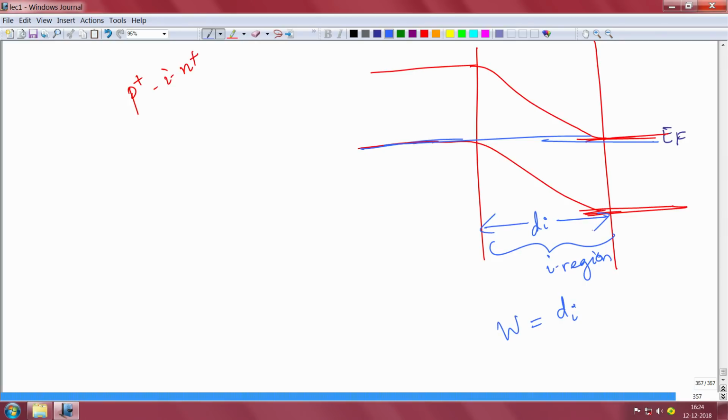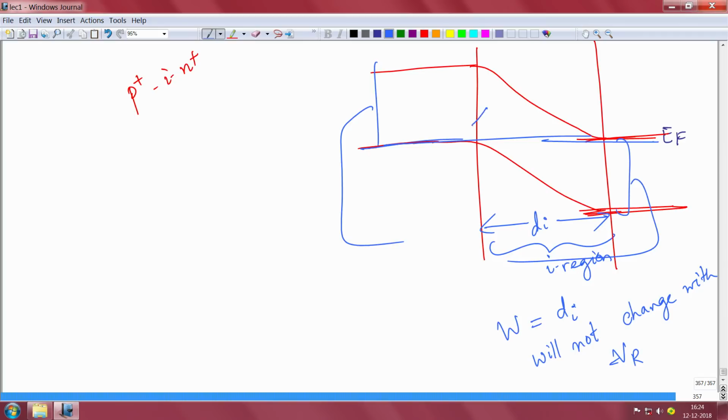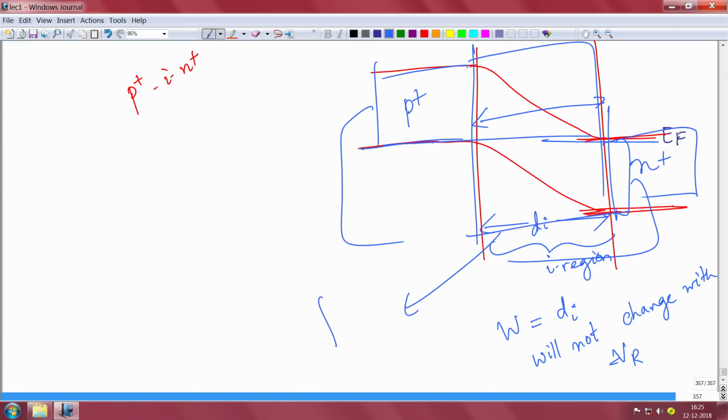Your depletion width will not change with applied reverse bias here. No matter what you apply here, your depletion thickness will not change, because this side is P plus, so depletion cannot go to P plus. This side is N plus, so depletion cannot go to N plus. It's very highly doped. You remember, if you have very high doping, depletion will not extend there. So your depletion has to be on the I region, which means your depletion region thickness is now fixed.